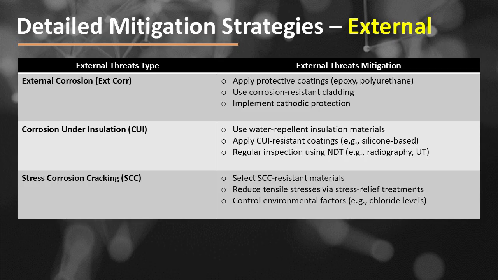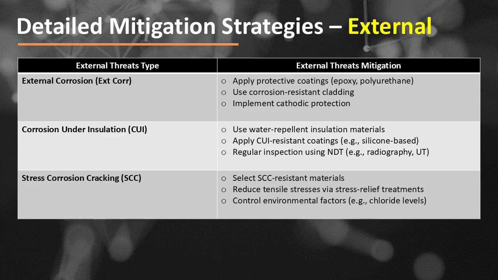If the external threat type is corrosion under insulation, or CUI, then the mitigation measures are: use water-repellent insulation materials, apply CUI-resistant coatings such as silicone-based ones, and carry out regular inspection using NDT such as radiography and UT.